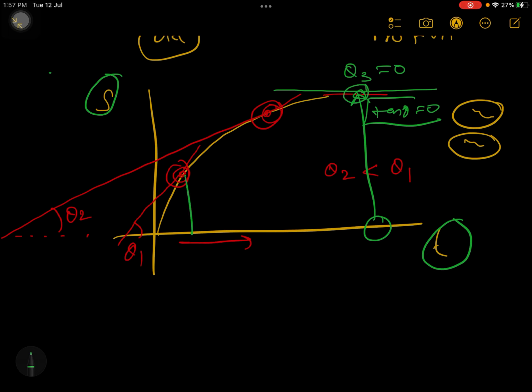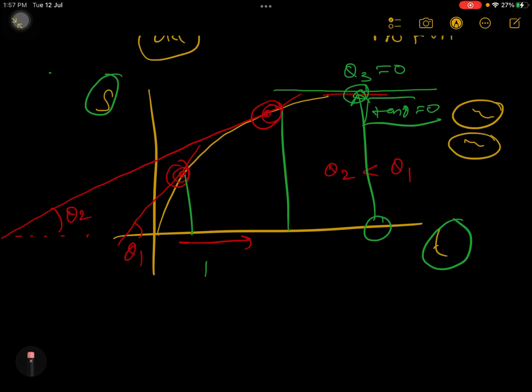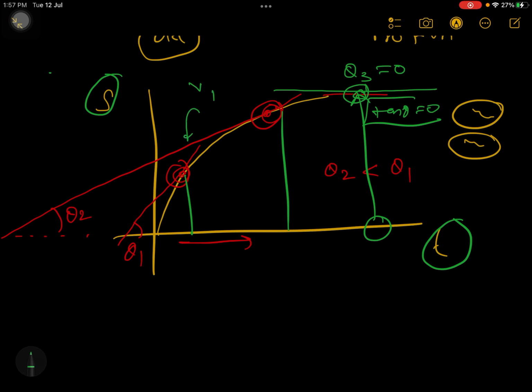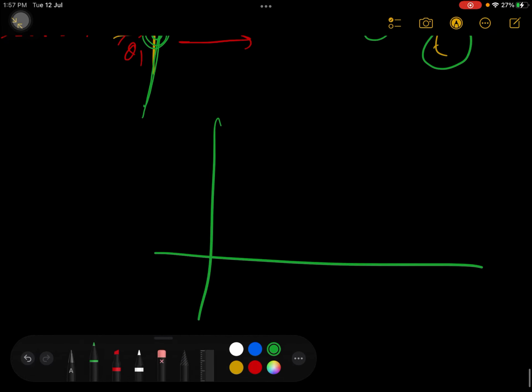At this location your velocity will be something. At this location your velocity will be something. Actually, I should not write velocity here on the time axis, but for understanding purposes I am writing it here. I can write like this: here velocity is v1, here velocity is v2, and here your velocity v3 is equal to 0. You can clearly see in the beginning the velocity had some slope, because at this location if you draw the slope, it will be maximum. Right, maximum slope.